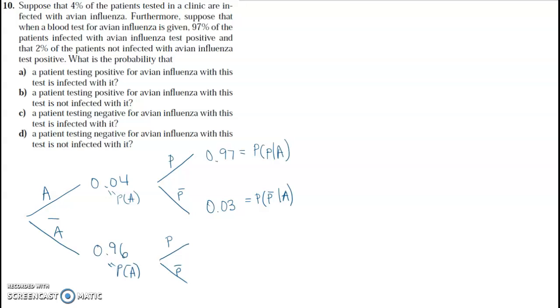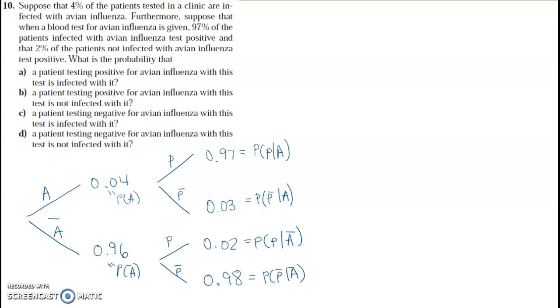Okay, and let's take a look at the next given. So given that you were not infected with the avian influenza, the probability of the test coming out positive is only 0.02. Again, the probability of the test being positive given that you don't have the disease is 2%, which makes the other portion 98%.